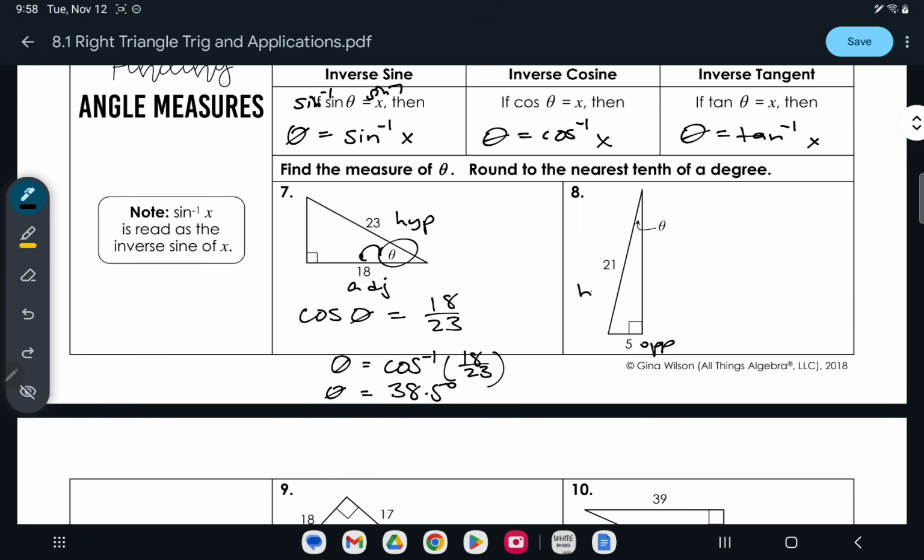I have opposite and hypotenuse. So sine of theta is 5 over 21. So theta is inverse sine of 5 over 21, which is 13.8 degrees.